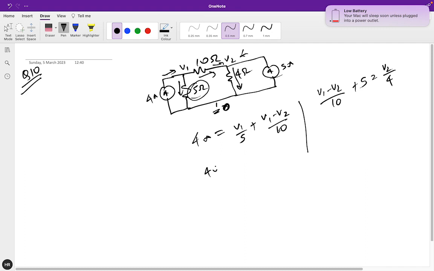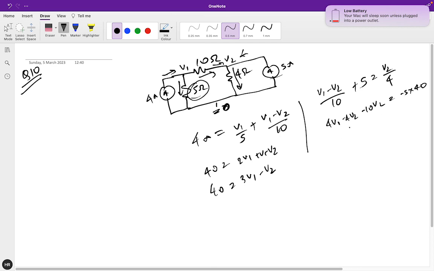So 40 is equal to 2v1 plus v1 minus v2. So 40 is equal to 3v1 minus v2. And if you solve this, what will you get? 4v1 minus 4v2 minus 10v2 is equal to minus 5 into 40.